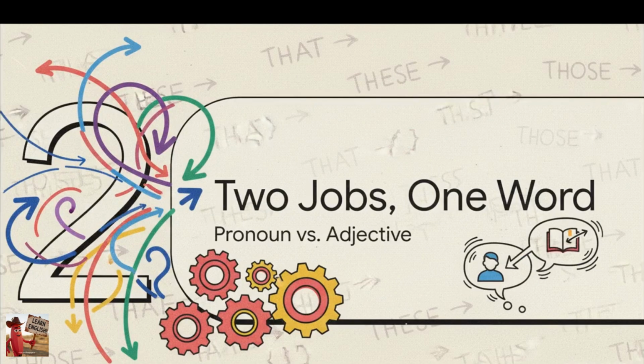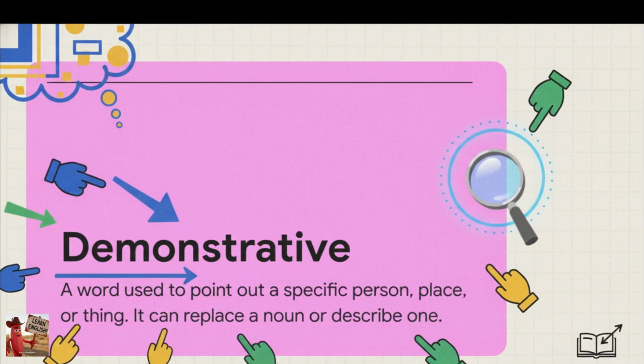But this is where it starts to get really interesting. These 4 words are like linguistic chameleons. They can actually do 2 completely different jobs in a sentence, and it all depends on where you put them. The official, kind of fancy term for these words is demonstratives, because they demonstrate, or point something out. Now, when a demonstrative replaces a noun, it's acting as a pronoun, but when it describes a noun, it's an adjective. And you can really see the difference when they're in action.